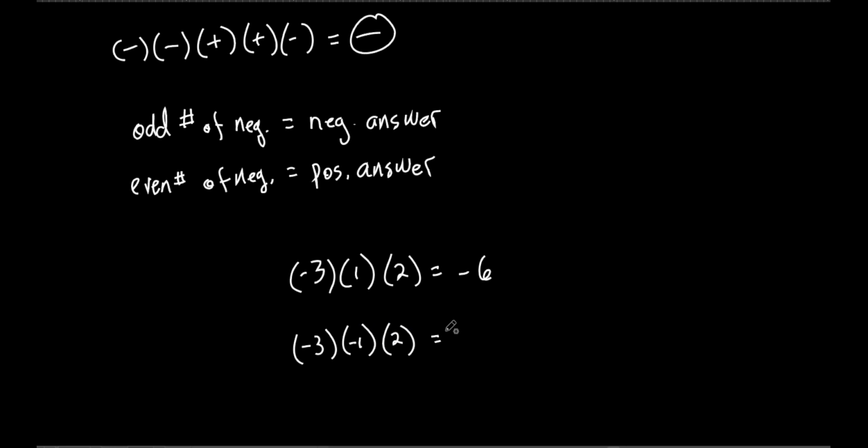Okay. What if I had this, this, and this? What's the sign of the answer going to be for this? It's going to be positive. How'd you know that? Because it's even. All right, there's 2 negatives. That's even. All right, and so even means it's going to be +6. I'll just put a plus there just so you know. That's pretty easy to understand, isn't it?